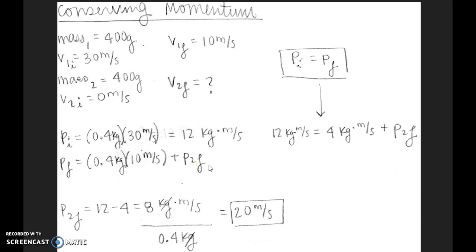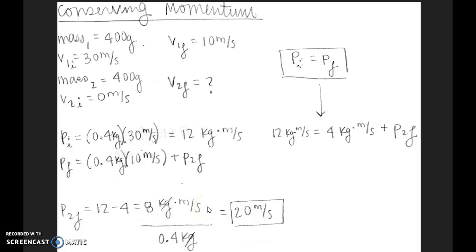So we know that the initial momentum, that's 12 kilograms meters per second, is equal to, the mass times velocity final of the first ball turns out to be 4, and we add that to the momentum final of the second ball. So then we solve for this value. We would subtract 4, so 12 minus 4 is 8. And so we know that the momentum final of the second ball is 8 kilograms meters per second.